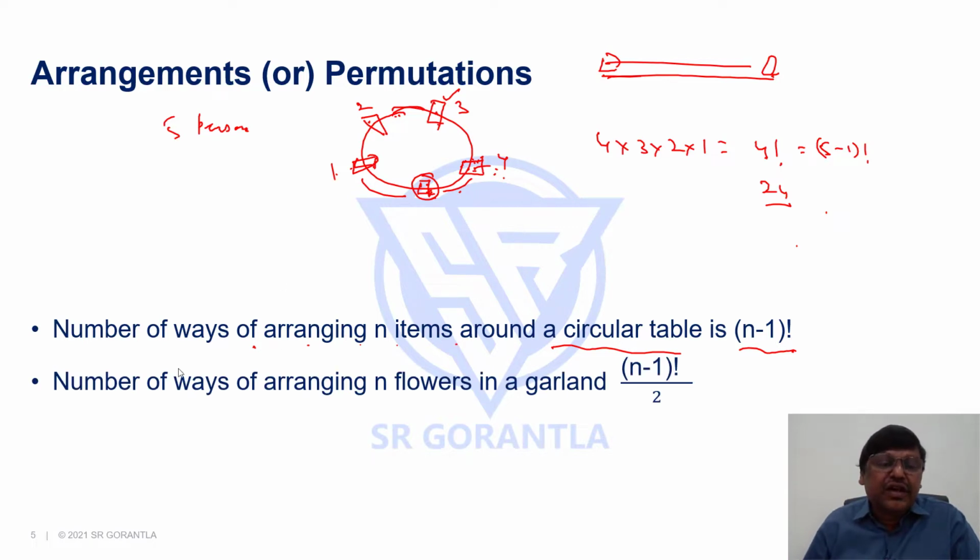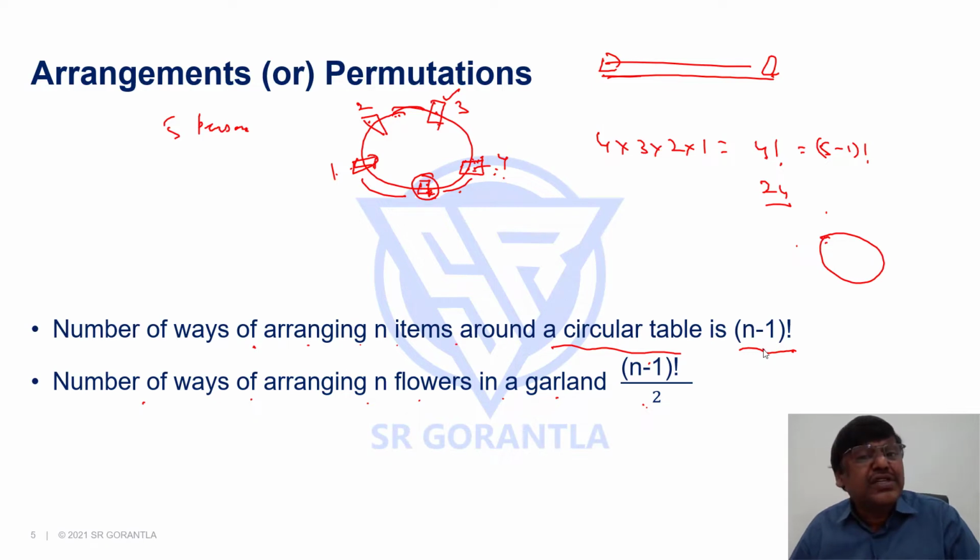So hence we say, the number of ways of arranging n flowers in a garland is (n minus 1) factorial by 2. The common mistake we make is thinking that a garland is like a circular arrangement. We may say (n minus 1) factorial, but please remember it is a hanging item. So it is (n minus 1) factorial by 2. Right? So these are a few important points on permutations and arrangements.